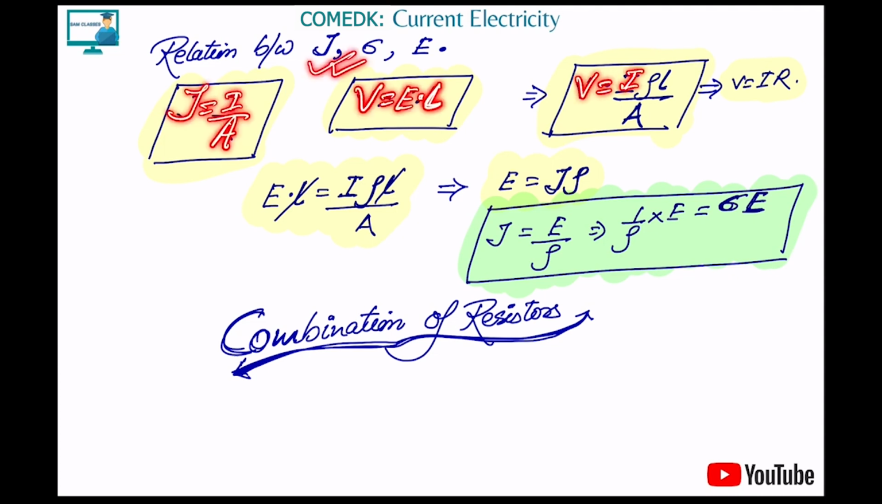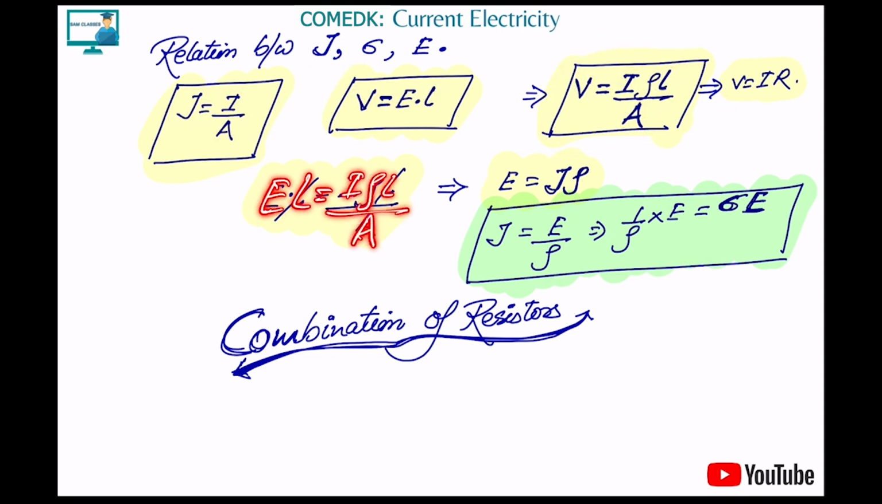Now what can we write V as? We know V is equal to IR. So V is equal to I into R, and R we can write as ρL by A. Now V is also equal to EL, and that is equal to IρL by A. So the L's cancel. So what did you get? E is equal to ρ times I by A, and I by A is nothing but J. So J is equal to electric field by resistivity.